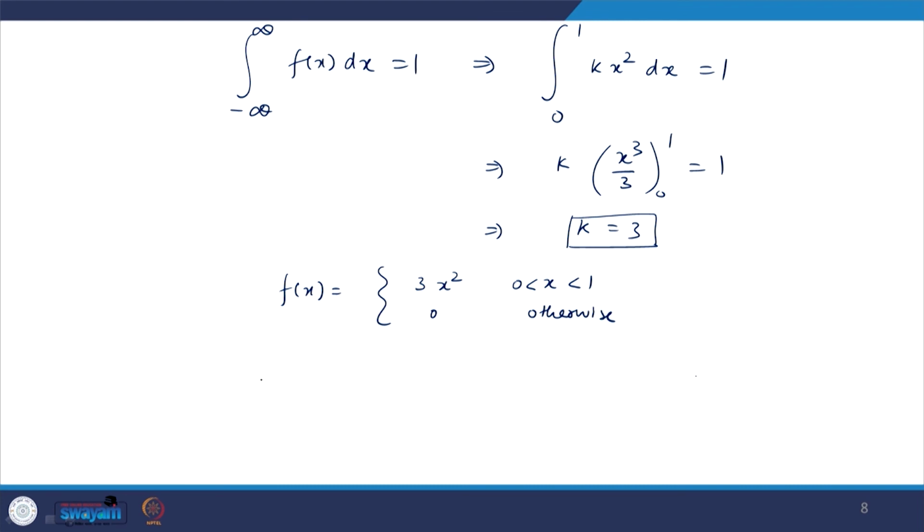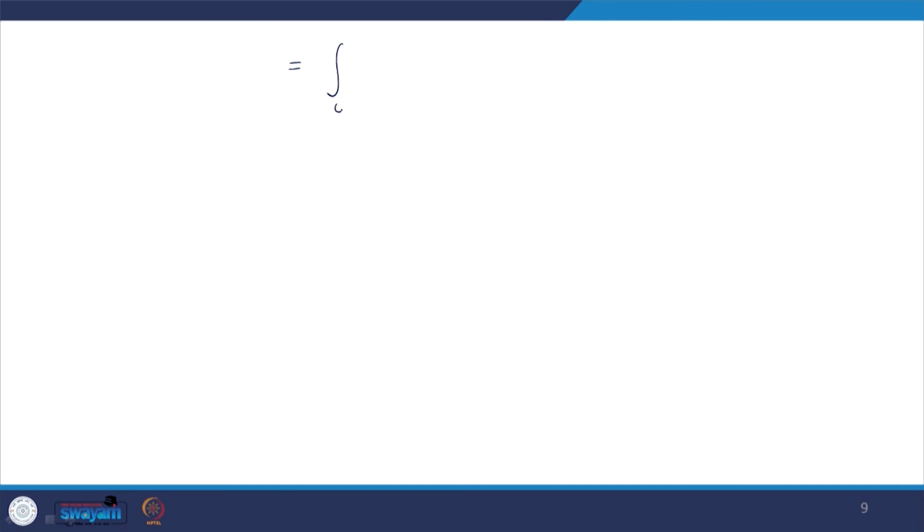So, how can you find the CDF of x? The CDF of x will be simply F x, that is the probability that X is less than or equal to x, and that is given by the integral from minus infinity to x of f x dx. Here, f x is 3 x square, defined between 0 and 1. From minus infinity to 0, it will be 0 because otherwise it is 0. So, it will be defined only from 0 to x. It will be the integral from 0 to x of 3 x square dx, which is 3 x cube by 3 from 0 to x, sorry, because it is 0 to x. So, it will be x cube.